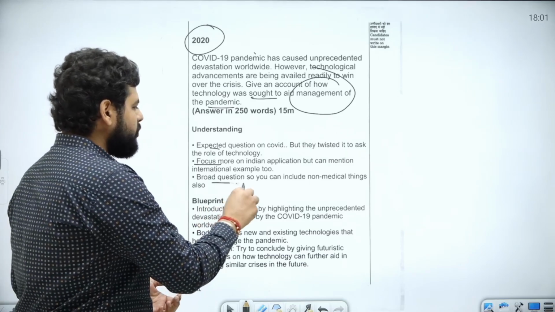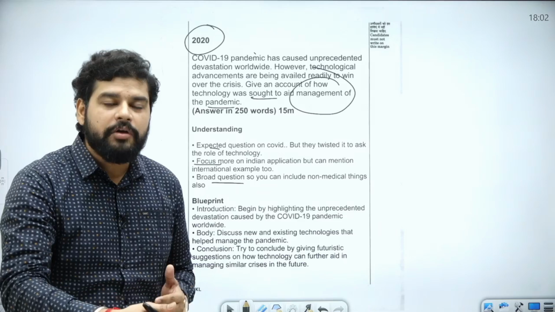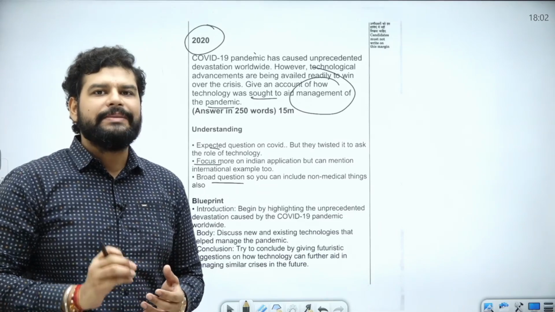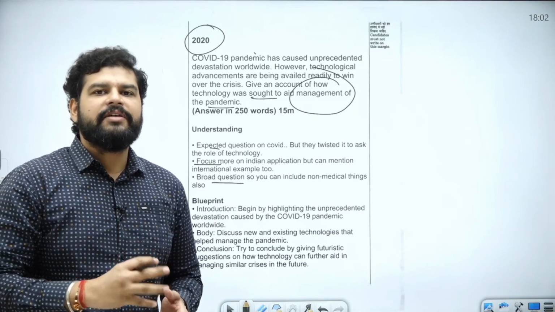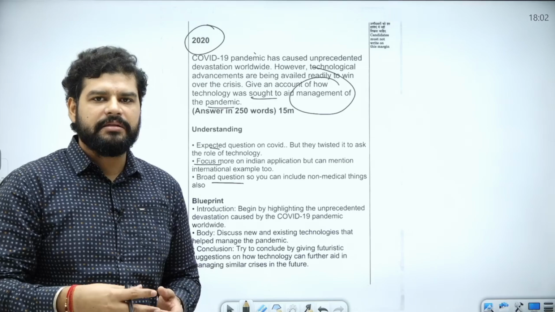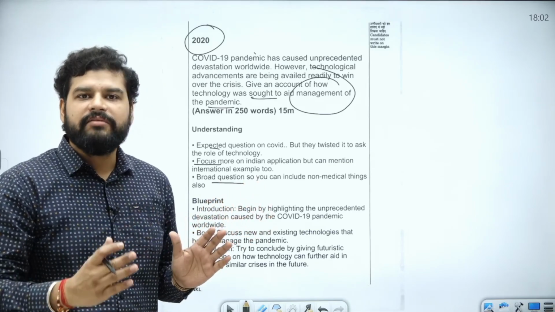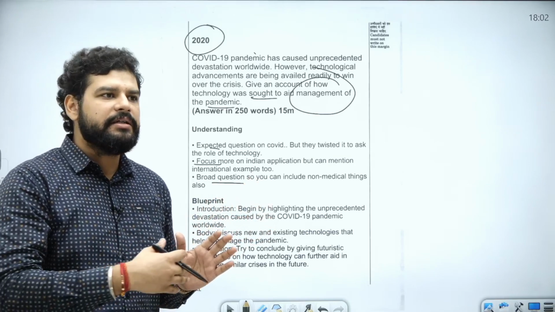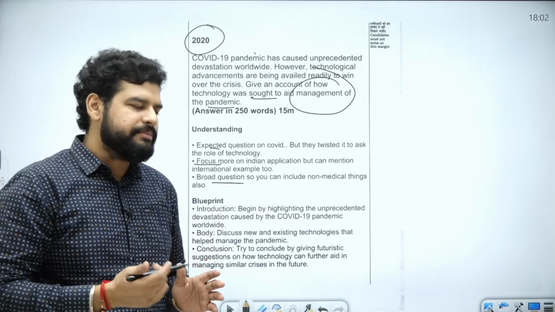Next, this is a broad question. So remember to include non-medical application of technology also. Don't become specific towards the vaccination one, because students have a habit of specializing the answer, because they would think that this is focusing on the vaccine development and the process and the dissemination of the vaccine. No, other things are also there, as we will see.